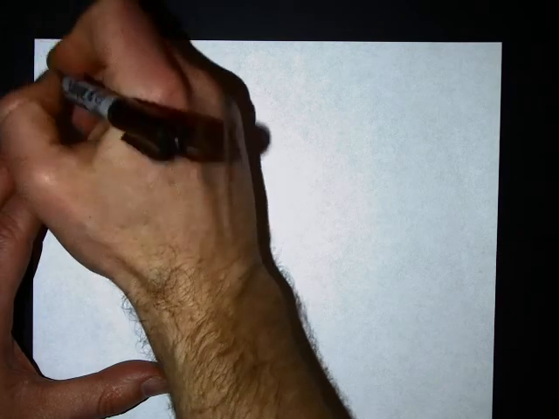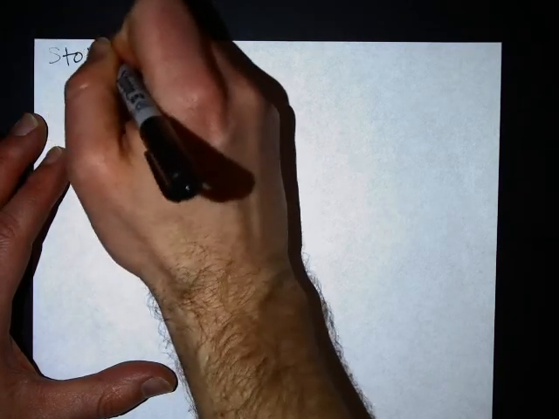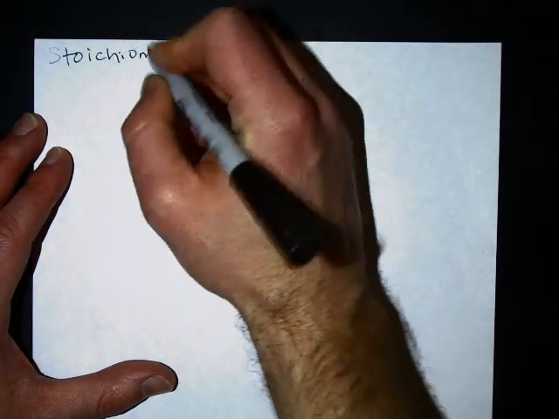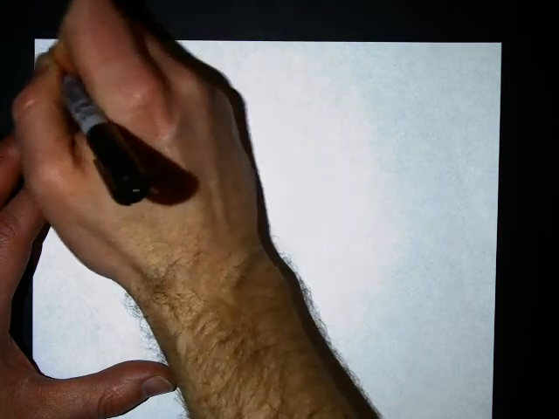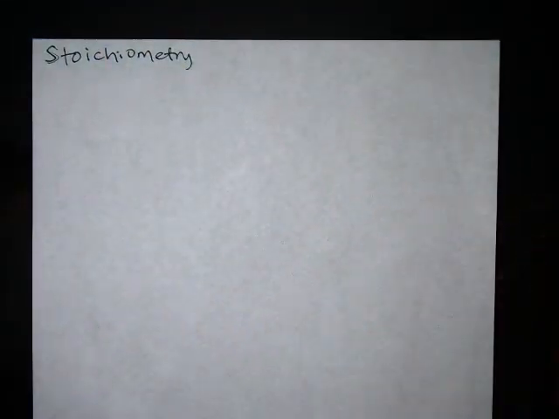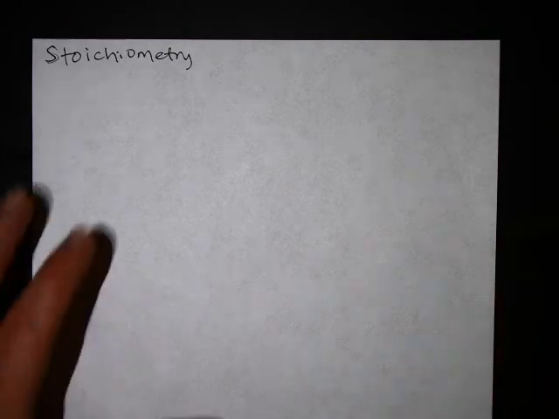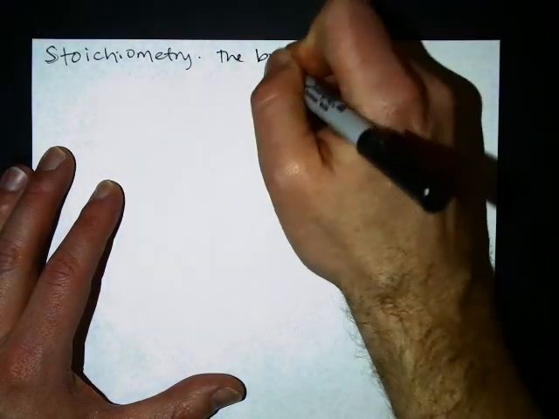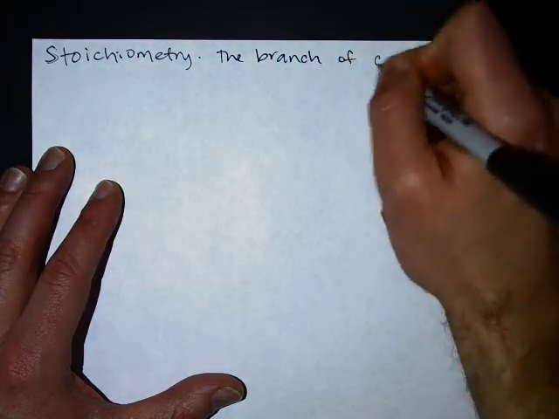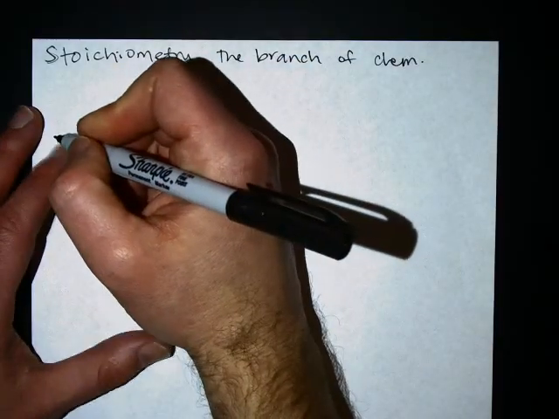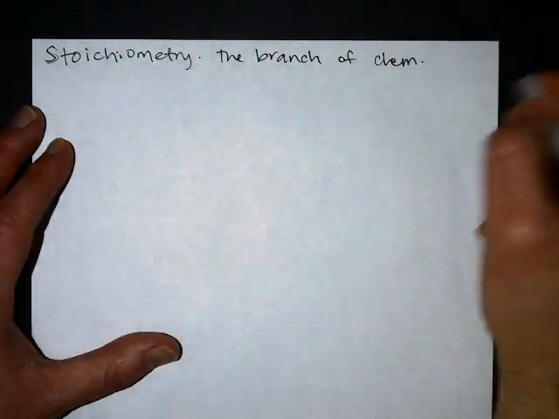Okay? The branch of chemistry that is responsible for kind of doing math with reactions is called stoichiometry. Stoich. Like that. As I mentioned, it's the branch of chemistry that's responsible for keeping track of quantities in reactions.